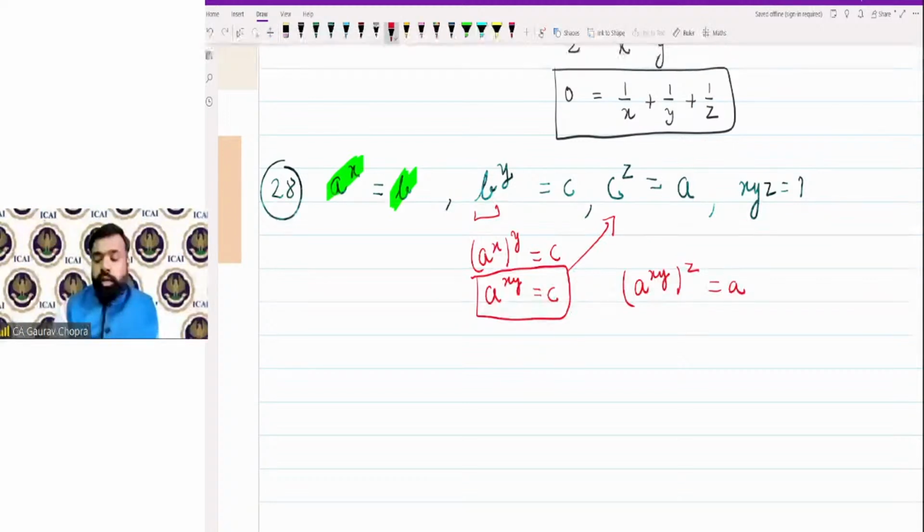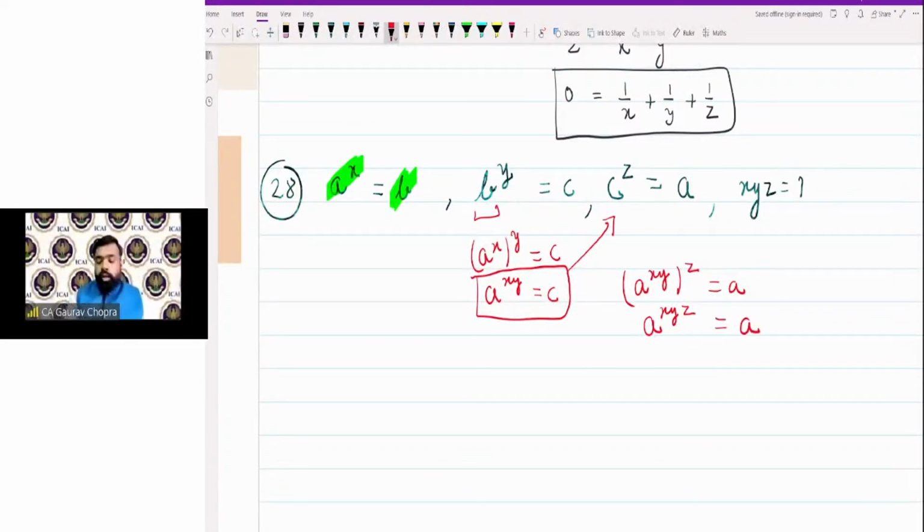So from here, we can see that a to the power of xyz is equal to a. That is a to the power of 1. Base is the same, so the power will be equal. So xyz is equal to 1. This question is actually a very, very easy question, but just a small trick was there.